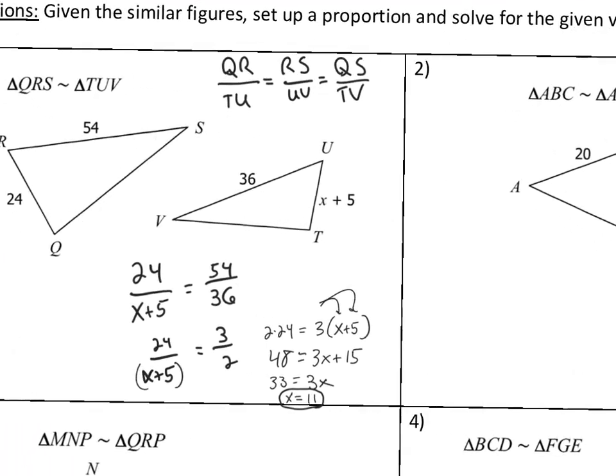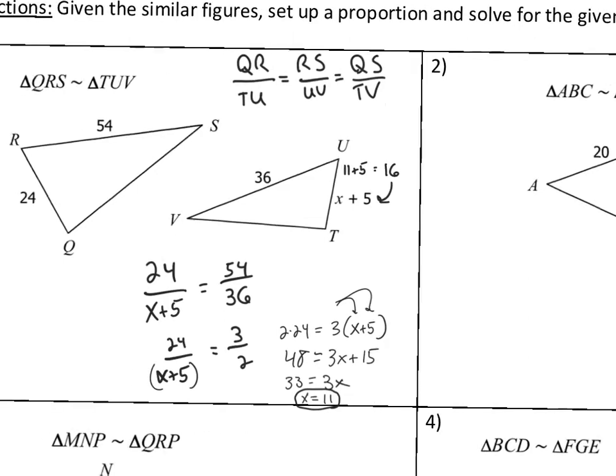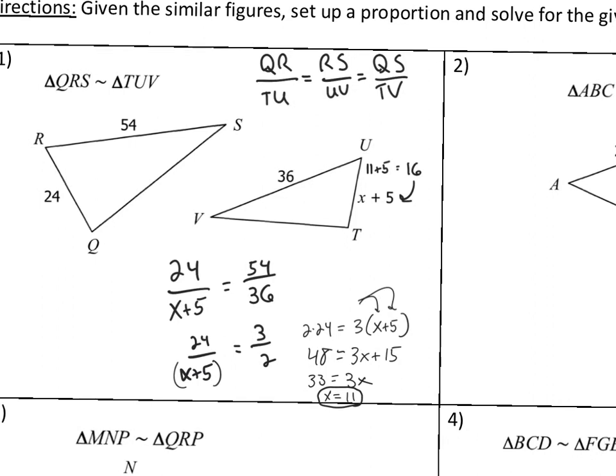Now, if we wanted to, we could put the 11 back in and figure out what that side length is. It would be 11 plus 5, which would be 16. So that side length would be 16. And remember, our scale factor was 3 over 2.